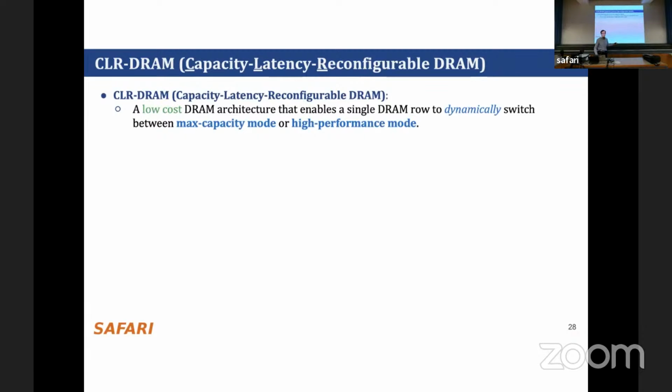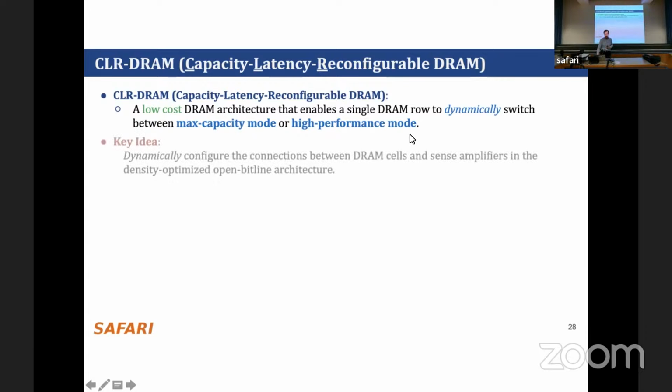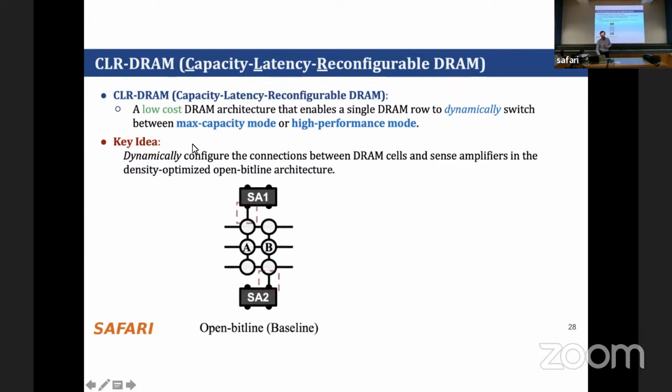And to be able to do that efficiently is the key question. And this paper provides a substrate to do that, essentially. You have your DRAM, essentially a single DRAM row can switch between max capacity mode or high performance mode. And the key idea, again, is to configure connections in the bit lines, as we have been doing so far. And here we're going to configure the connections between the bit lines and the sense amplifiers. So I'll give you an example. Actually, this goes into a little bit more detail.